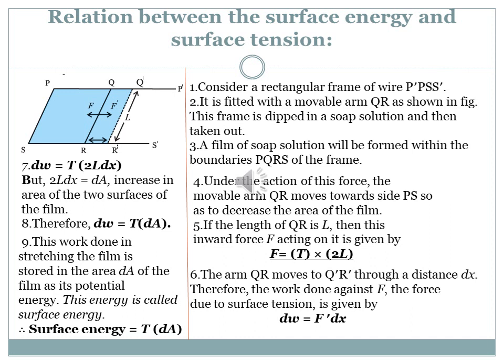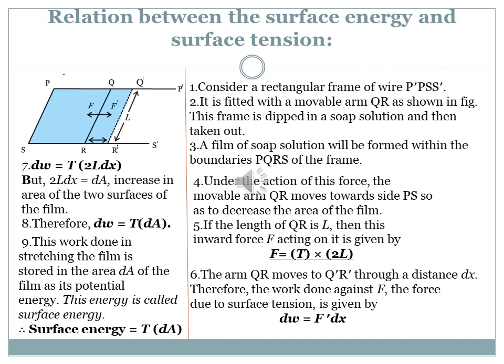Now as we said, all arms are producing force due to the film. That QR, which is movable, is trying to move towards PS. It is going towards PS and it is decreasing the area of the surface film. So as it is decreasing the area of the surface film, we have to increase the area so as to form a larger film. Alright, so we are going to consider another external force which is F dash, and it is equal but in the opposite direction to that of F. The amount will be the same but in the opposite direction, so that we can increase the surface area.